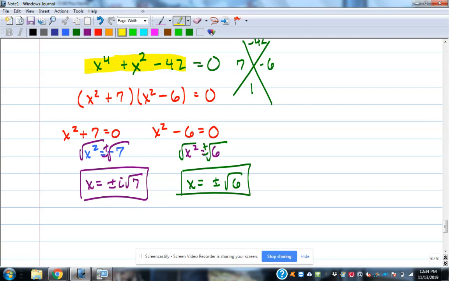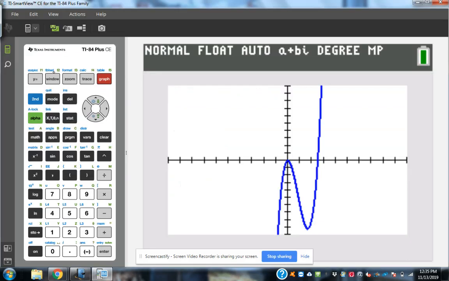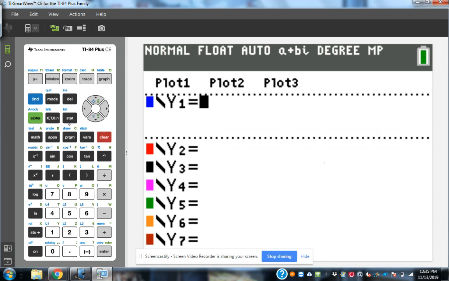So it crosses the x-axis in how many places? 2, and the complex solutions, they don't show up on the x-axis. You're not going to see those. So we've got a 4th degree polynomial, so it's going to make that W kind of shape out of it, but it's only going to cross the x-axis in 2 places. You always have the option of graphing the thing and looking at it.